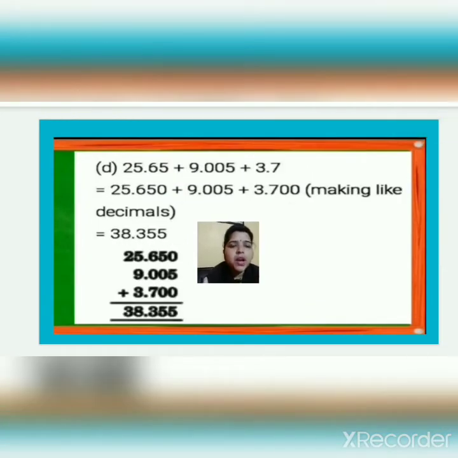Moving to the D part, we have 25.65 plus 9.005 plus 3.7, right? So you can observe here after the decimal point, the first number has only 2 places, the second number has 3 places and the third number has only 1 place. So which is the highest place after the decimal point? That is the middle one. How many digits are there after the decimal in all of these? 3. So all should have 3 digits. If not, we can increase the zeros. So we have made it 25.650 plus 9.005 plus 3.700. So we have made all of them like fractions, right?